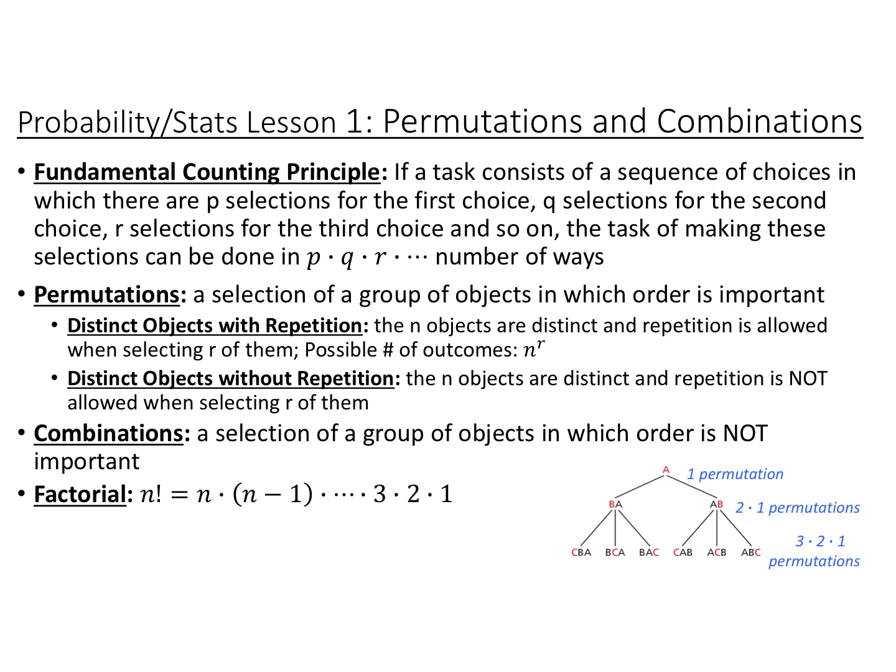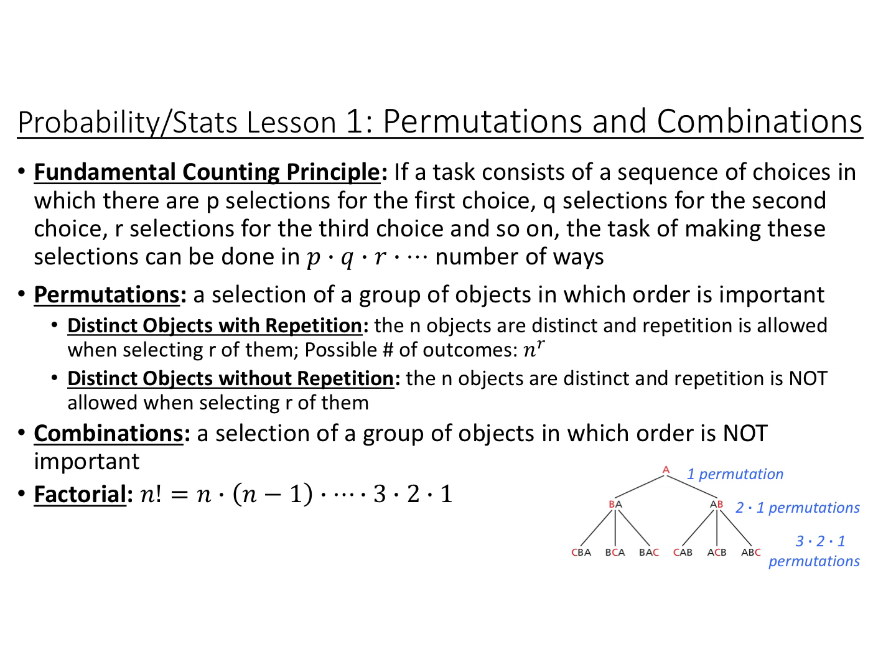The fundamental counting principle says if a task consists of a sequence of choices in which there are P selections for the first choice, Q selections for the second choice, R selections for the third choice, and so on, then the task of making these selections can be done in P times Q times R times so on and so forth number of ways. So if you have a sequence of choices to do something, then the total number of possibilities is how many possibilities there are for each of those choices multiplied by each other.